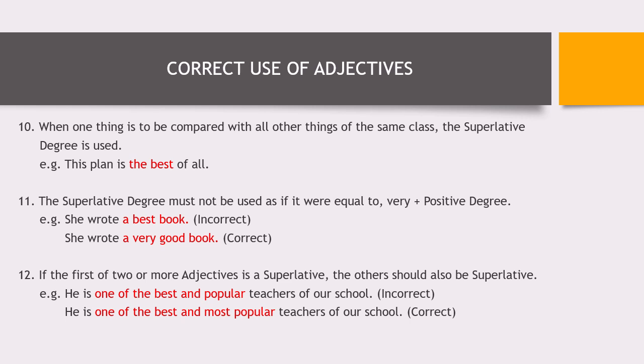11. The superlative degree must not be used as if it were equal to very plus positive degree. For example, she wrote a best book. Incorrect. She wrote a very good book. Correct. 12. If the first of two or more adjectives is a superlative, the others should also be superlative.